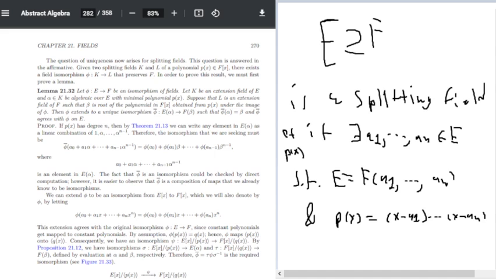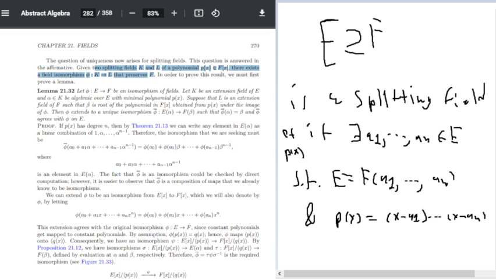The question of uniqueness now arises for splitting fields. The question is answered in the affirmative. Given two splitting fields K and L of a polynomial p of x in F of x, there exists a field isomorphism phi of K to L that preserves F. In order to prove this result, we must first prove a lemma.